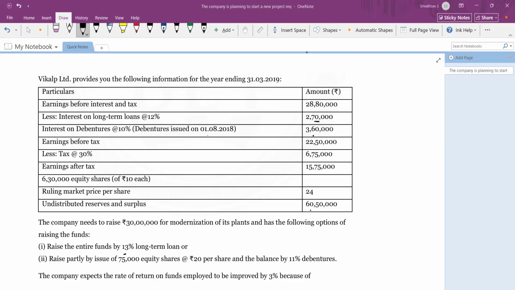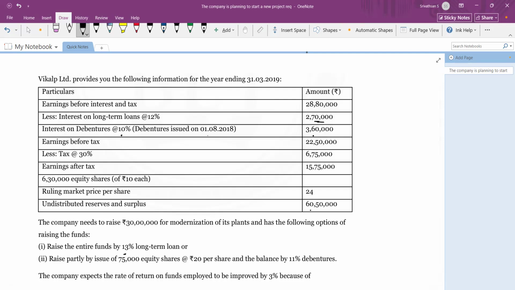Vikalp Ltd provides you the following information for the year ending 31st March 2019. Earnings before interest and taxes is 28 lakh 80,000 and interest on long-term loans at 12% is 2 lakh 70,000. This 2 lakh 70,000 is the interest that we are paying on long-term loans. But what is the amount of loan that we actually borrow? That is something which we need to calculate.